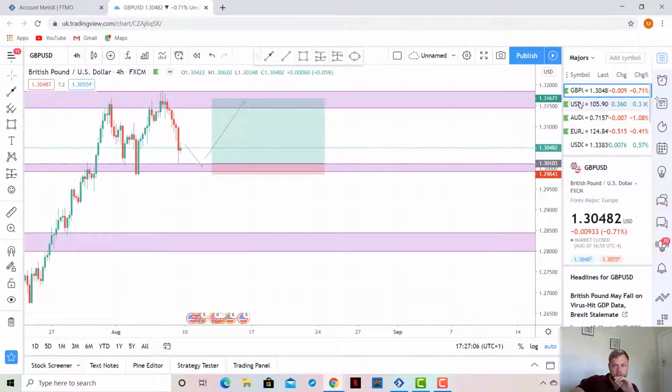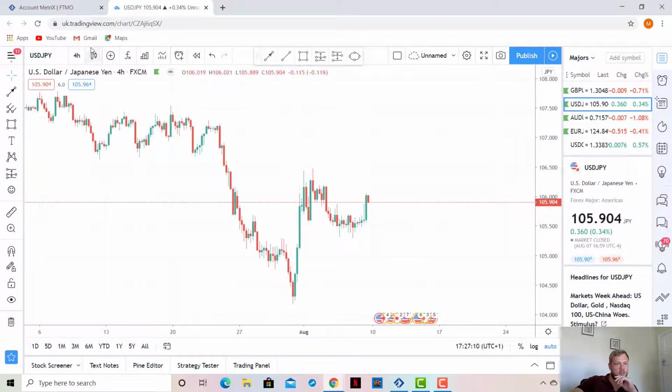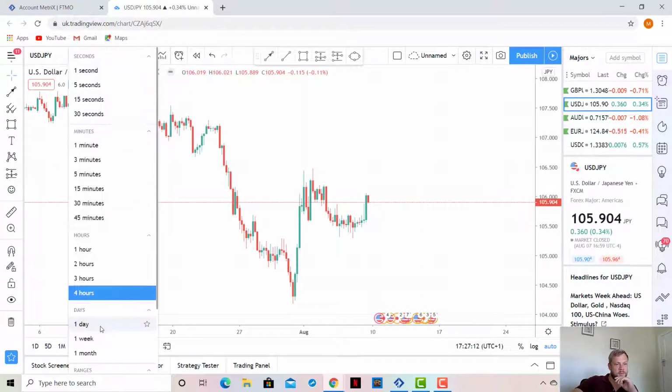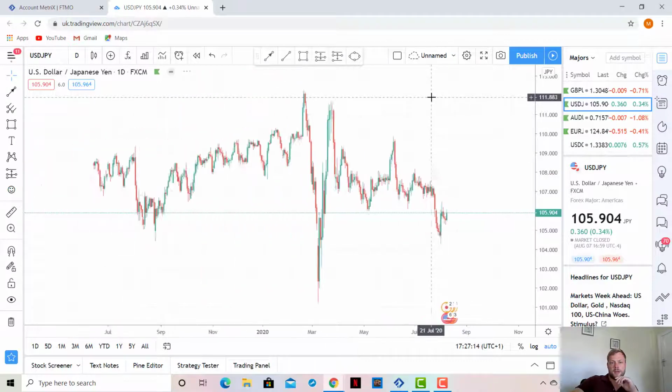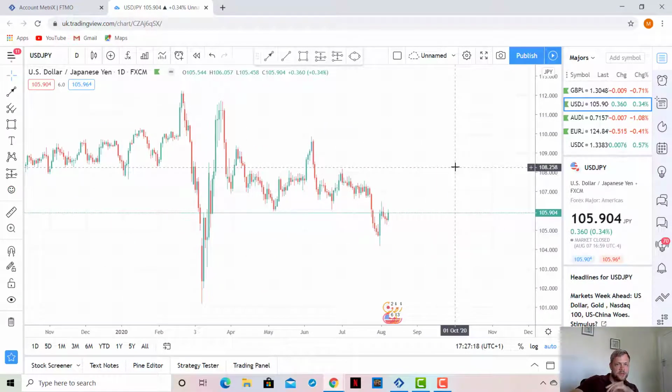Moving on to the USD Japanese yen, and now it'll take me automatically to the 4 hourly, won't it? So let's go back to the daily on this one. And I absolutely love this. This is a really good example of support becoming resistance.